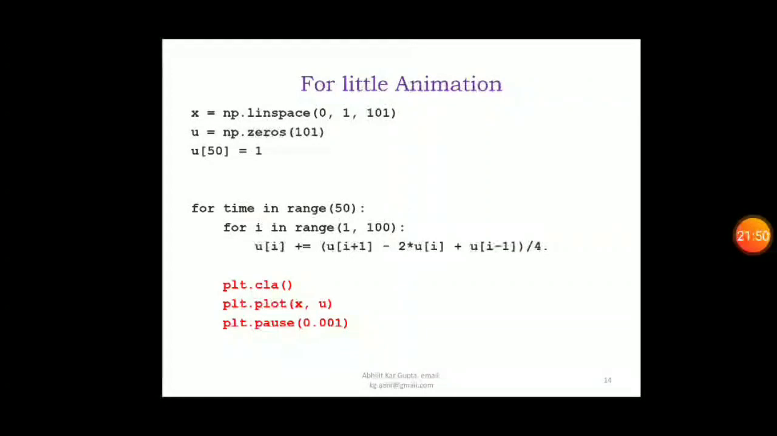So if you write these three lines inside the time loop, it will clear first, then plot, then pause for a while, and then go for the time loop again and create the values for another time, and again it will clear and plot and pause. So if you do that, you can see a kind of animation that we will show now.